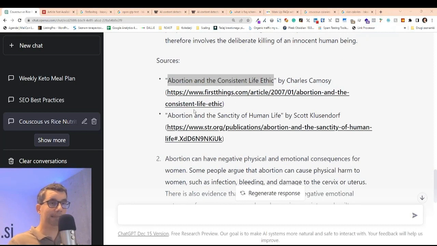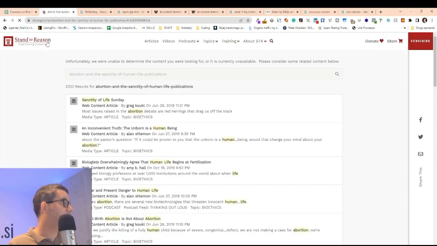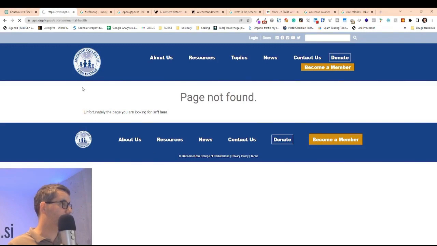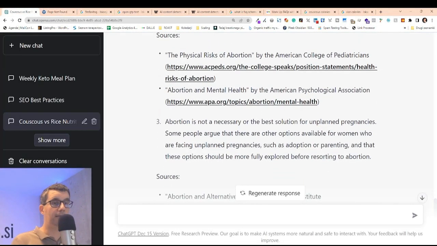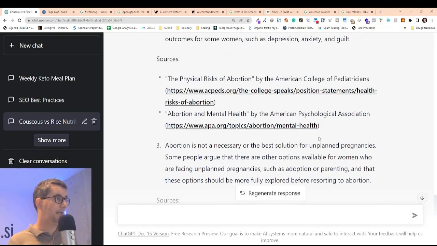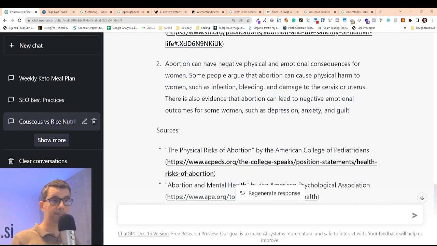And the same goes for the second source, Abortion and the Sanctity of Human Life, by Scott Klusendorf. If I click on the website, it doesn't exist. I can click on other sources, and none of these sources work. You could say that because its database only goes back until 2021, those are old, but I've Googled these and they don't exist.